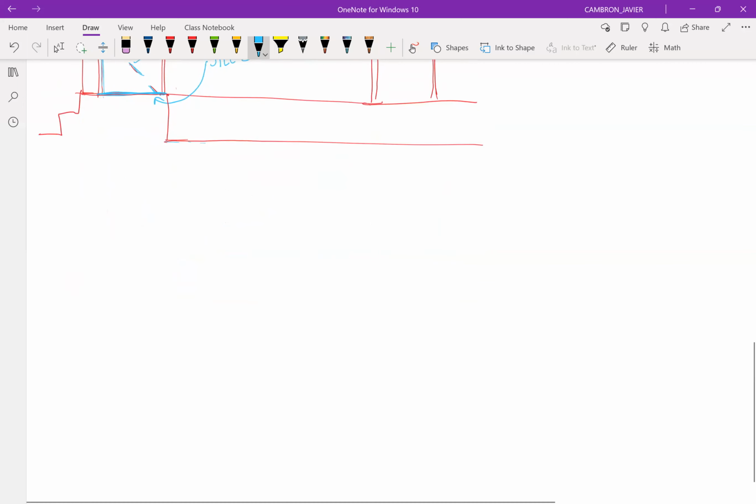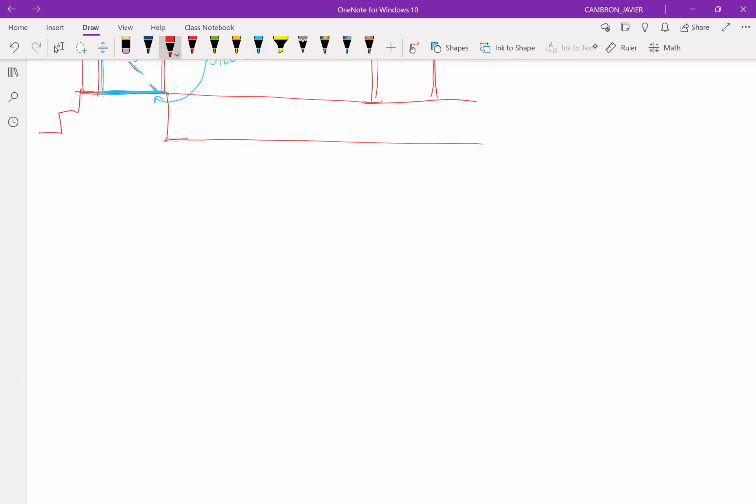Actually, you know what? Let's draw this door in plan. So let's say we have a door. Generally speaking, a question I get asked quite a bit is, where do I place my doors? Generally speaking, and this is a general kind of practice, it is not a building code practice.